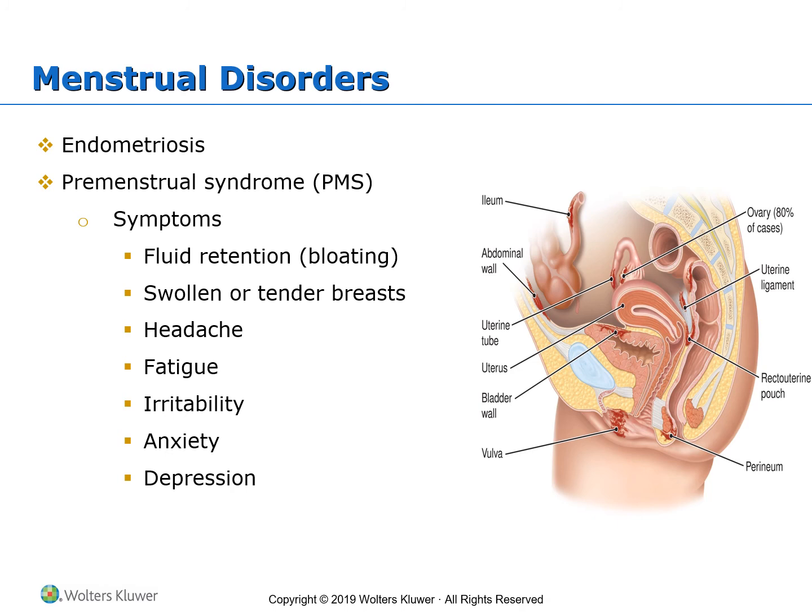Premenstrual syndrome is a condition that will have physical and emotional symptoms that occur 1 to 2 weeks before the menstrual period. Most of those symptoms will include fluid retention, such as bloating and tender breasts, headache, fatigue, irritability, anxiety, and depression. In order to diagnose that, we'll ask our patients to just write down on a calendar and keep a diary of their symptoms.